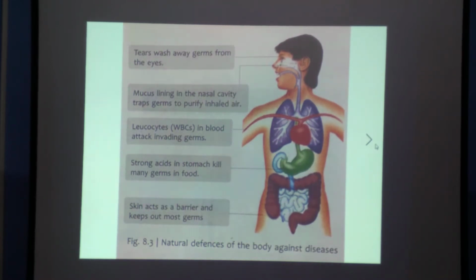Now, what does the immune system do? The immune system in the body makes antibodies. Antibodies are nothing but proteins in the blood plasma which attack the foreign bodies that might enter and prevent diseases.